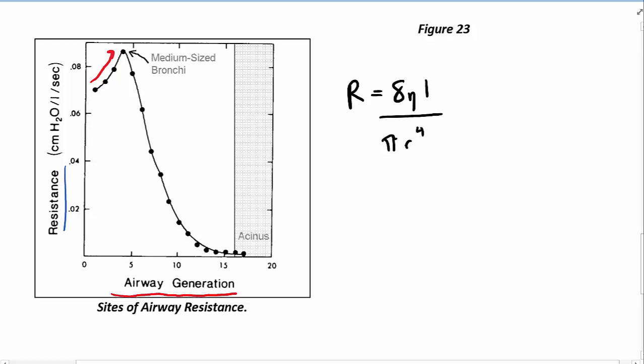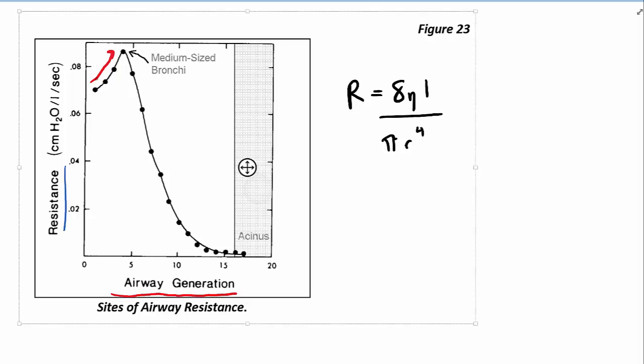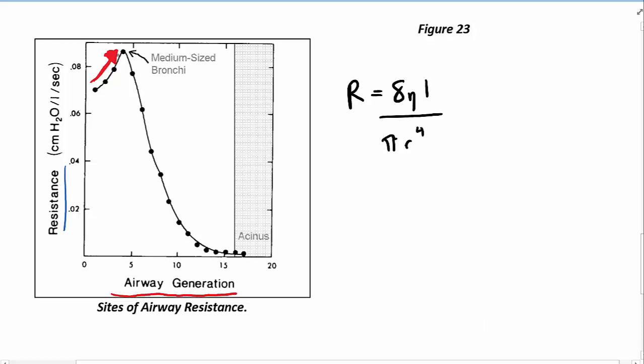Now remember that as the radius of the tube decreases, resistance will increase. And that's what's happening here. We see the radius of the tube, as it's dividing, is decreasing, right? Because you're dividing and moving to a smaller airway. And the resistance is increasing. So that's what we would expect to see.